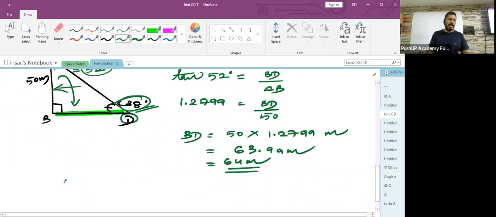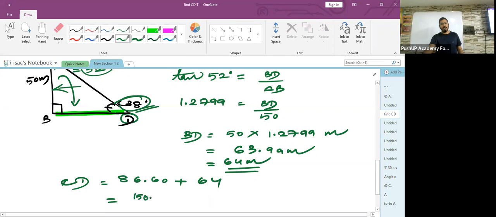So what will be the value of CD? CD will be the sum of, what was the first answer? 86.60 meters. Plus 64, which is equal to how much? 150.60 meters. Very good.